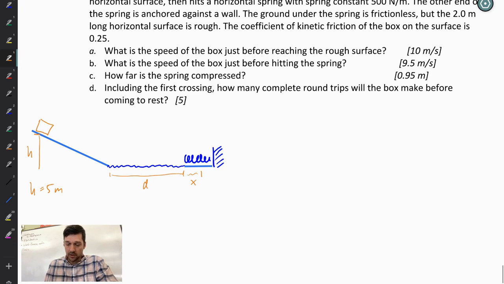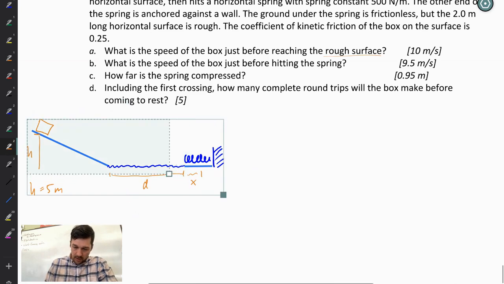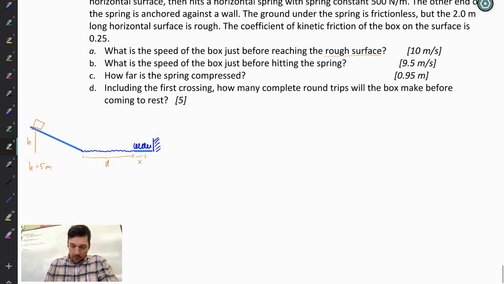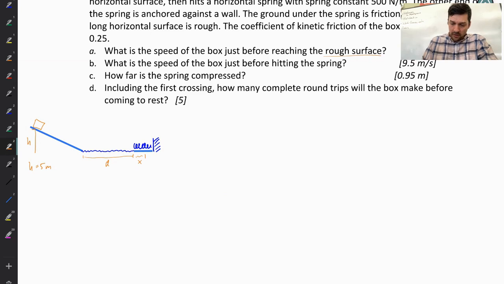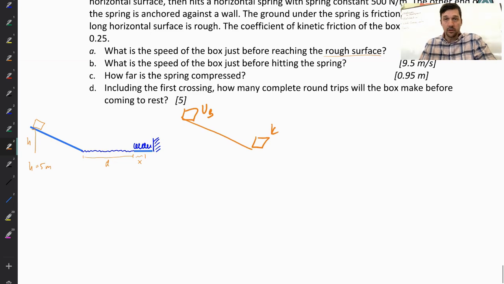What is the speed of the box just before reaching the rough surface? All right, so that is the box just descending the hill. Let's see if we can make this a little smaller and kind of tuck it out of the way. There we go. All right, that part is relatively straightforward. We've just got a box on a frictionless slope. We've got gravitational energy here, and we're going to have kinetic energy here. So that's just a conversion of gravitational to kinetic energy.